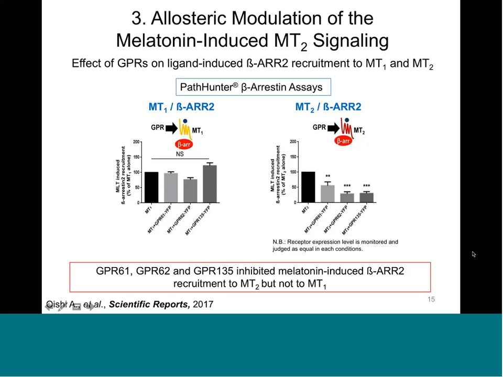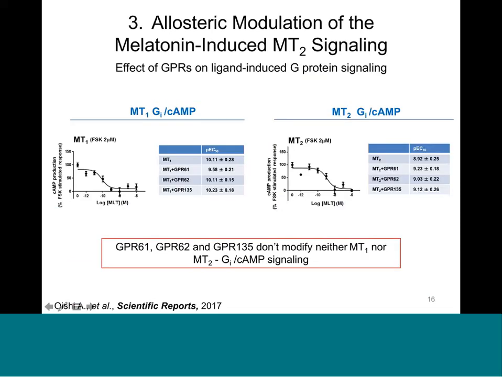Then we examined the effect of GPRs on ligand-induced G protein signaling. Since both MT1 and MT2 are Gi-coupled receptors, we checked the effect of the co-expression of GPRs on the Gi cyclic AMP pathway. But these GPRs don't modify either MT1 or MT2 Gi cyclic AMP signaling.